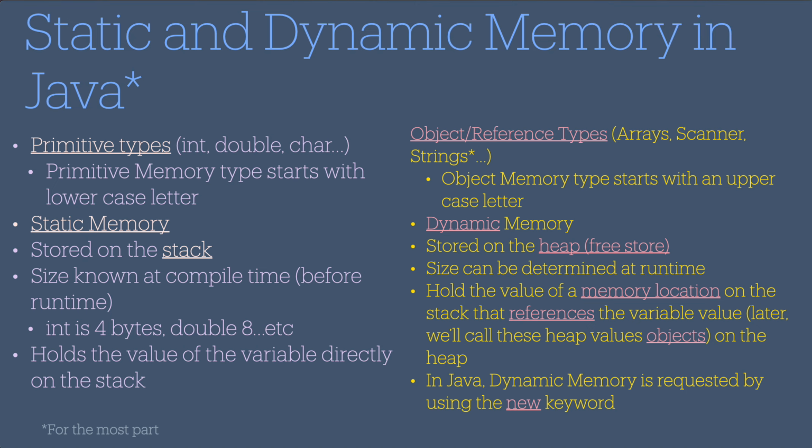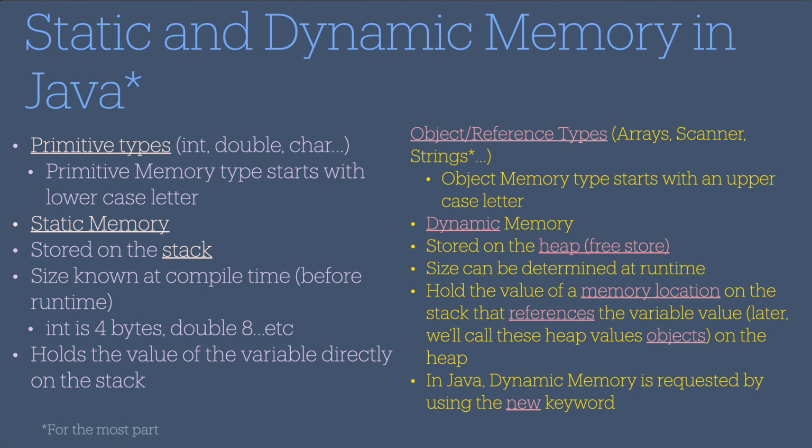We know how big these types are before the program even runs. The size is known at compile time, before runtime. Int is 4 bytes, double is 8 bytes, etc., etc. And it holds the value of the variable directly on the stack. We'll see a picture of that in the next slide.